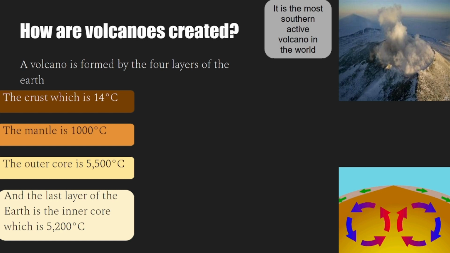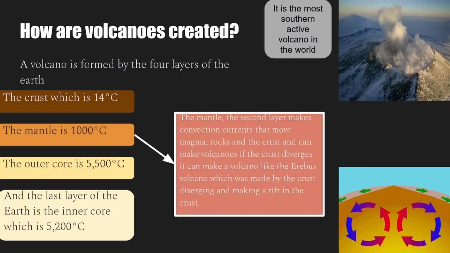Our volcano is the most southern active volcano in the world. The mantle is the second layer that makes the convection current that moves magma, rocks, and the crust, and can make volcanoes if the crust diverges. It can make a volcano like the Everest volcano, which was made by the crust diverging, making a rift in the crust. Plate tectonic theory.